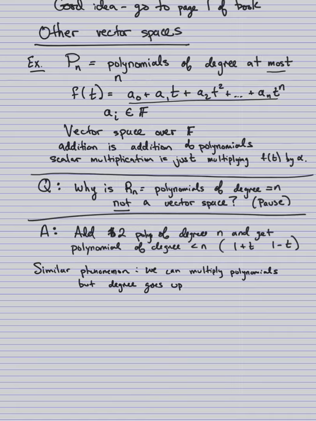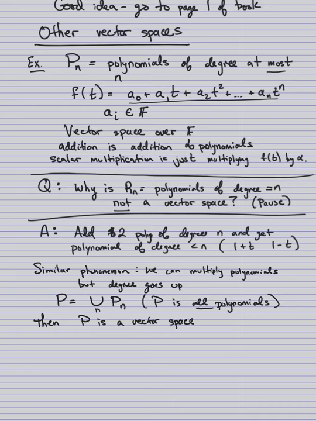Maybe I'll just mention that if you take P to be the union of the Pn, so in other words, P is all polynomials, then P is still a vector space. You define the exact same addition and scalar multiplication, but even better, you can now multiply.